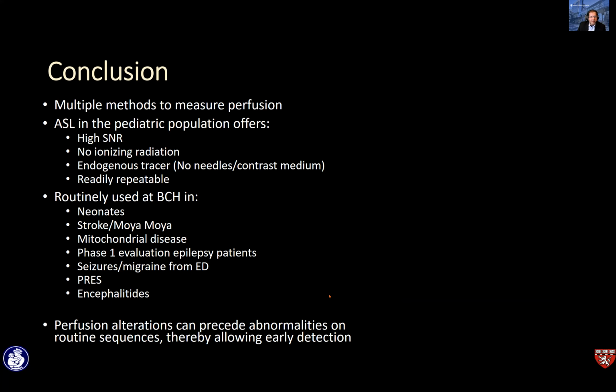So in conclusion, we have talked about multiple methods to measure perfusion, and of these ASL has a very important role in pediatric patients, because you have high SNR, no ionizing radiation, it's an endogenous tracer, and it's readily repeatable. We use it in our population in neonates, patients with stroke and moyamoya, mitochondrial disease, epilepsy patients undergoing phase 1 evaluation for focal seizures, also patients with seizures and migraine from the ED, and patients with PRES and encephalitis. Perfusion abnormalities can precede abnormalities in routine sequences and thereby allow early detection.